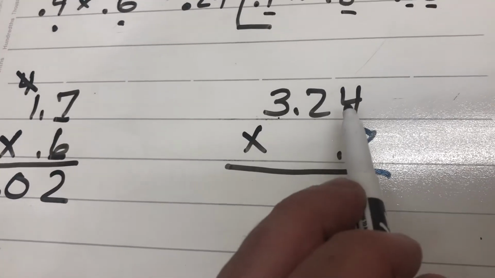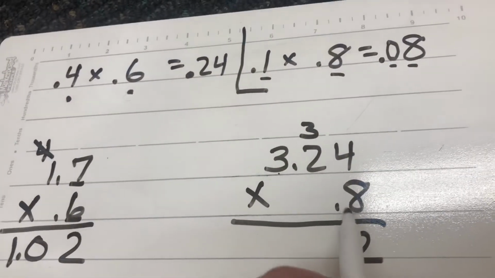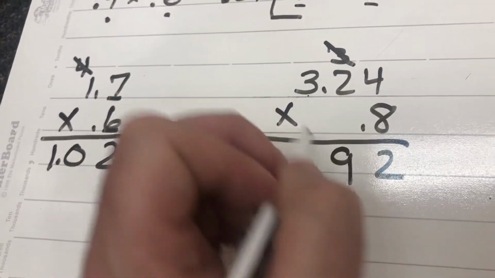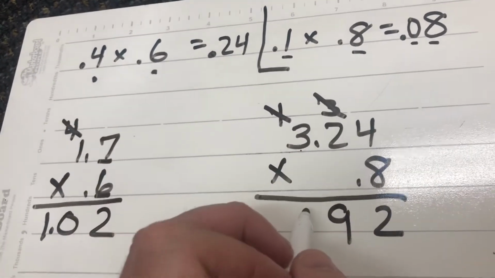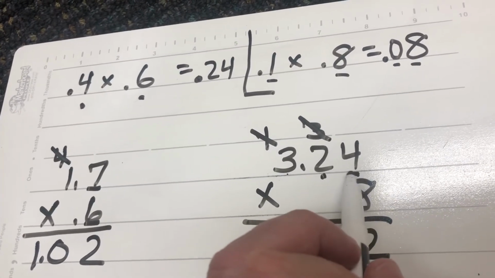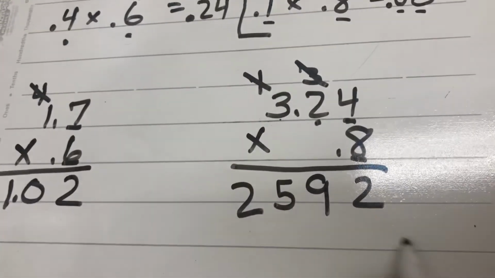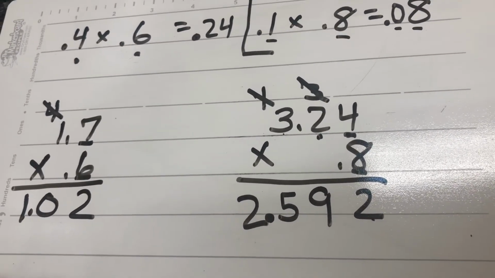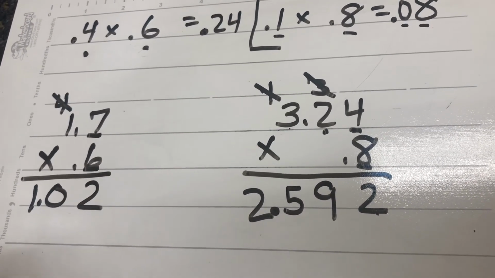So I'm going to think here 8 times 4. Well, 8 times 4 is 32. I put the 2 down, carry the 3. 8 times 2 is 16. Plus the 3, 19. I put the 9 down, carry the 1. 8 times 3 is 24. Plus 1, 25. I have 1, 2, 3 digits that come after a decimal in the problem. So I need 1, 2, 3 digits to come after the decimal in my answer in my product. 2 and 592 thousandths.